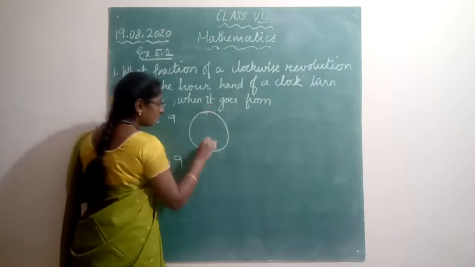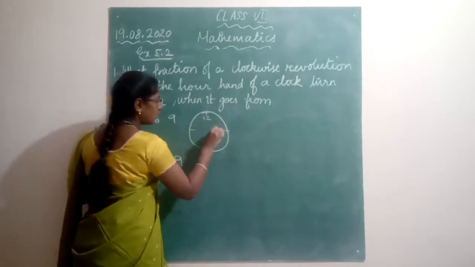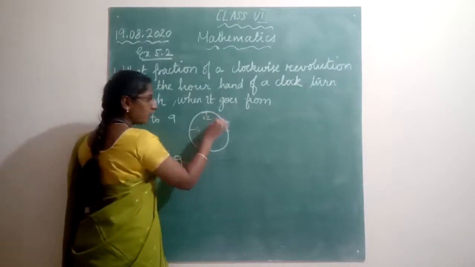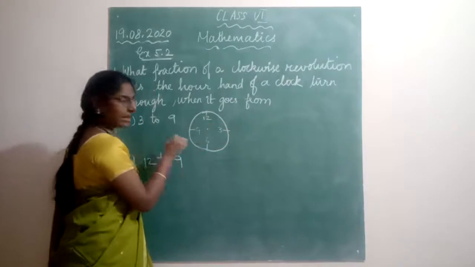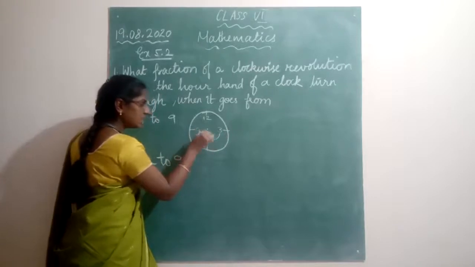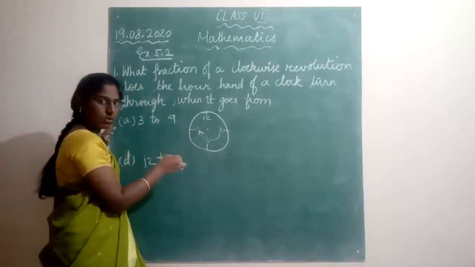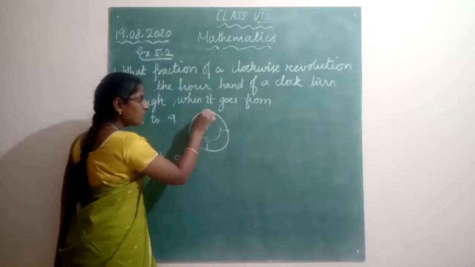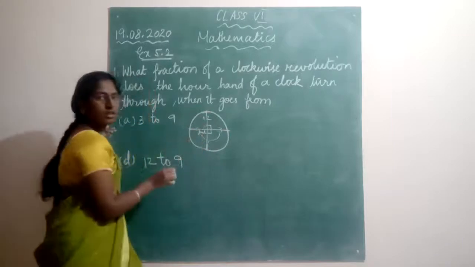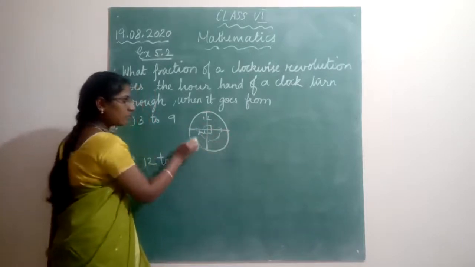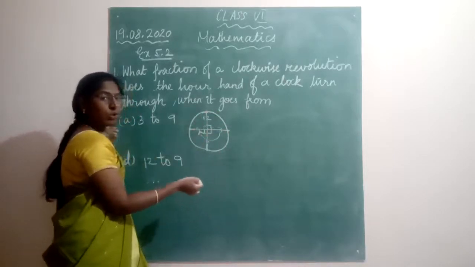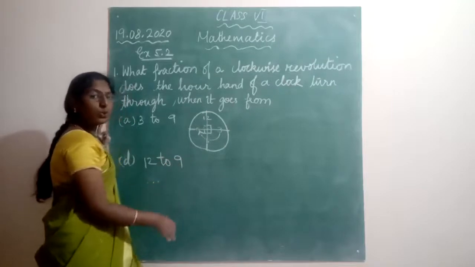And you have 12, 3, 6, 9. Now the needle of the clock should move from 3 to 9. So from 3 to 9, it is covering half of the clock. Yes or no? Yes. And in a clock we have 4 right angles. Can you see? Yes. So when it covers half of the revolution, it is covering 2 right angles.